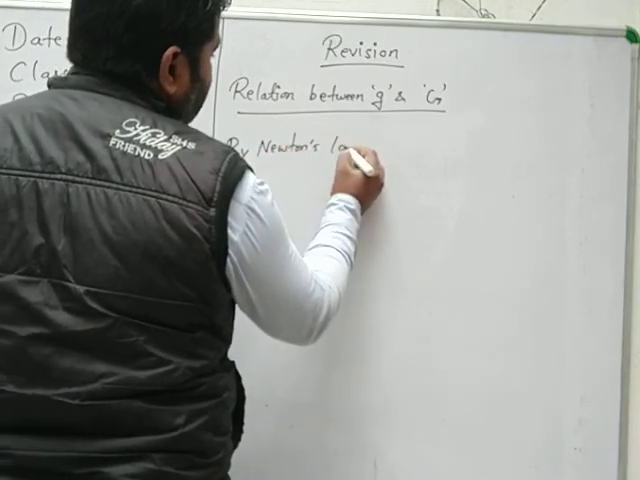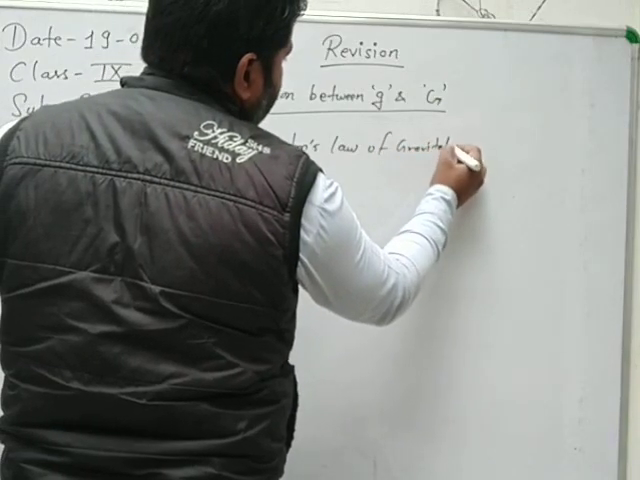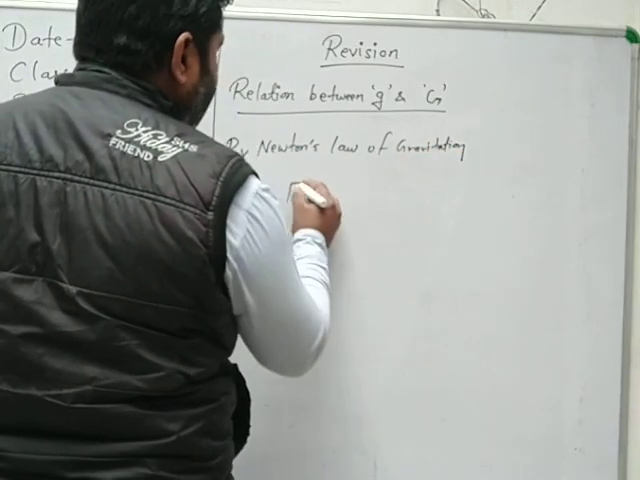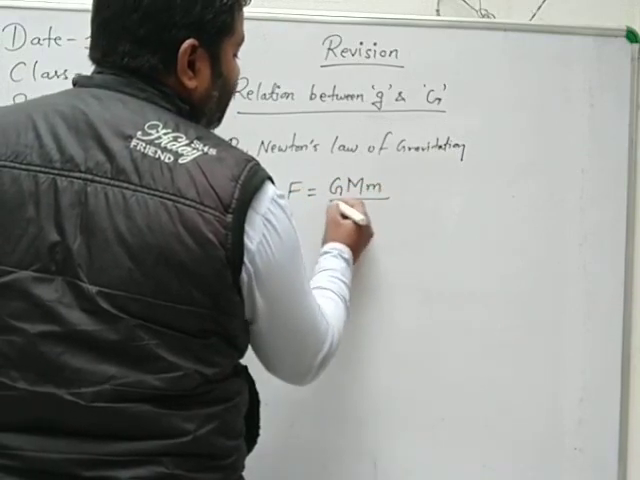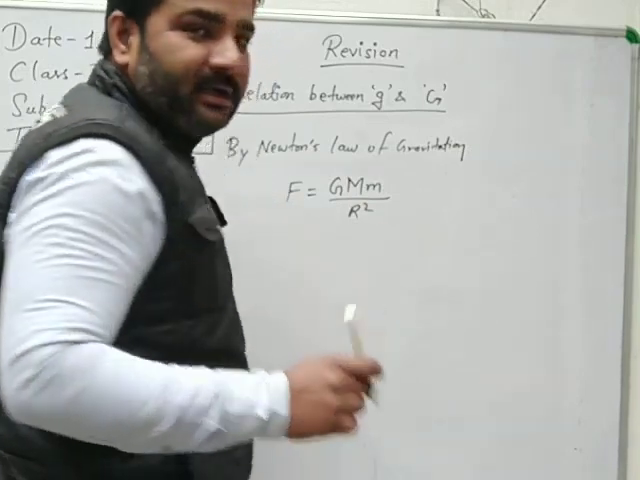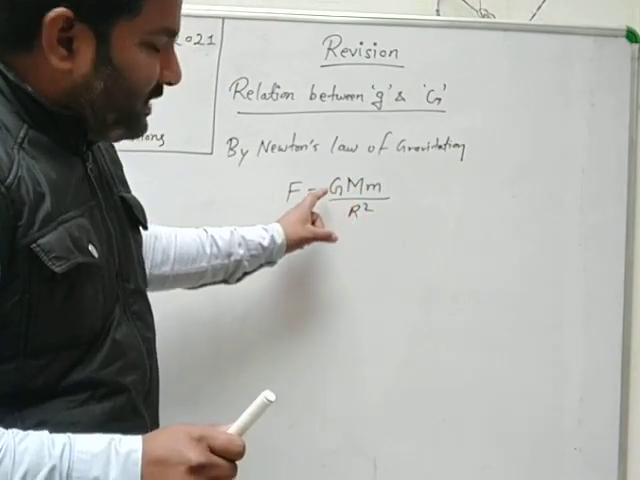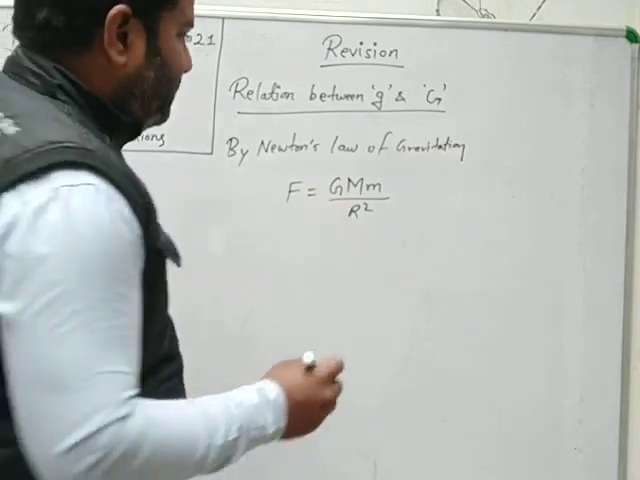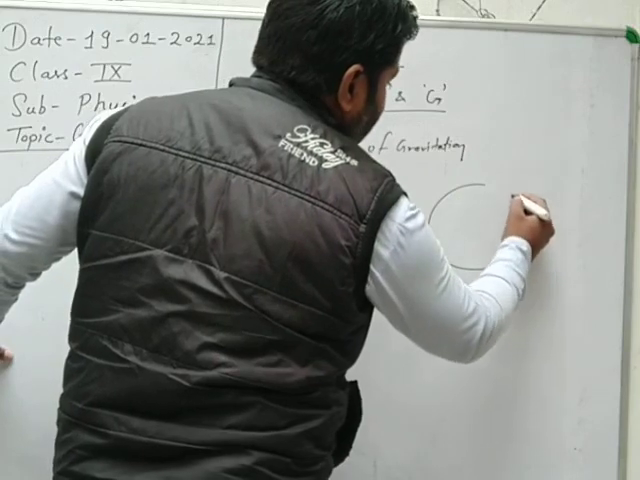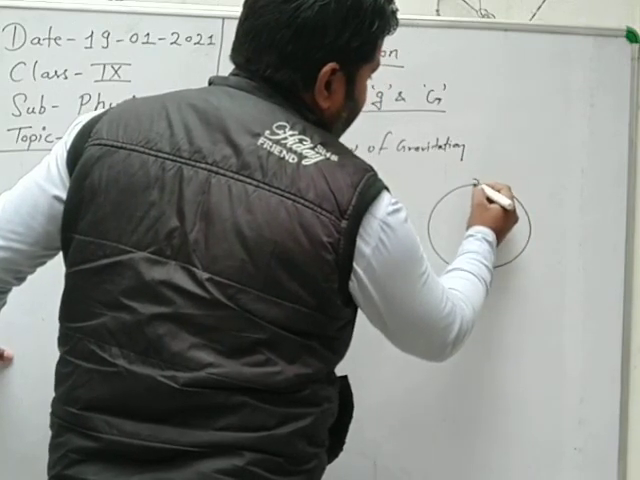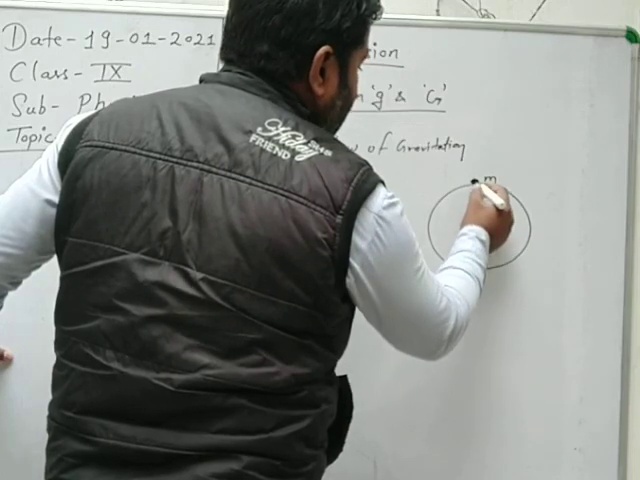F is equal to capital G, capital M, small m upon r square. Here capital M is the mass of earth, capital G is the gravitational constant, and r means radius of earth. Just see the diagram here. This is the earth, and here a body of mass m is placed.